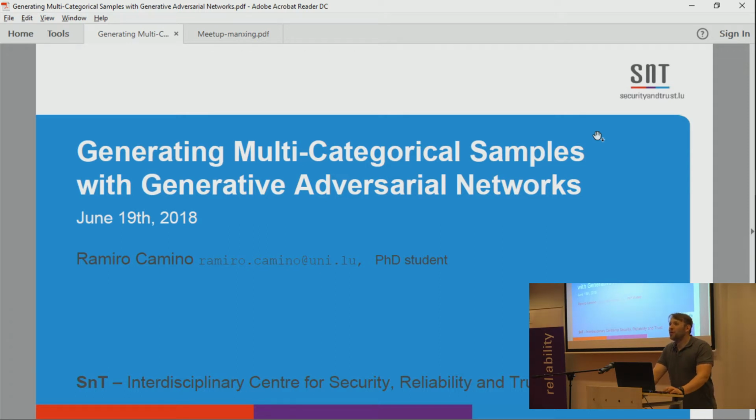Good. So welcome everyone to our meetup, to today's session, machine learning on the edge between industry and research.